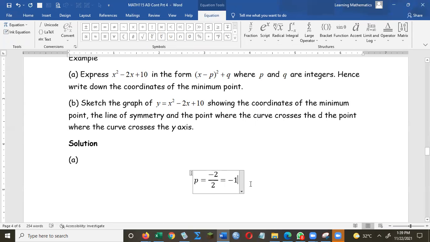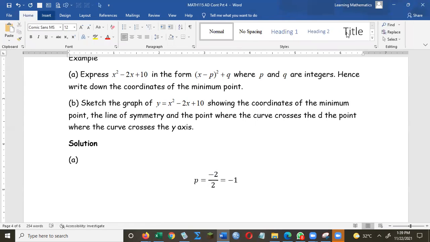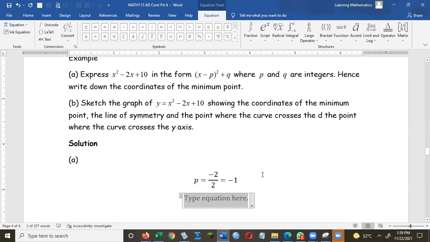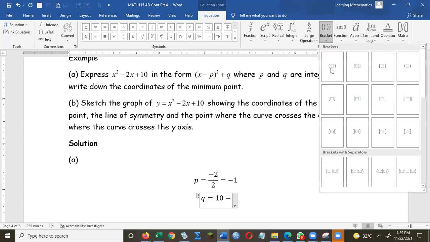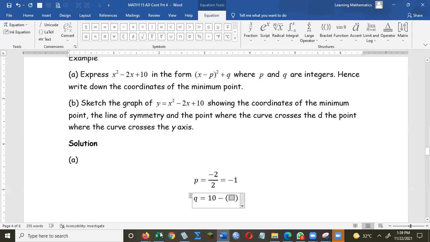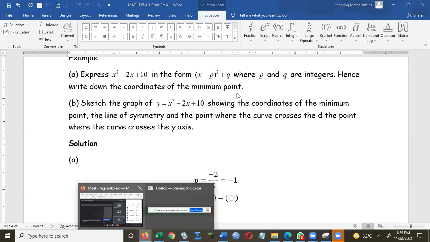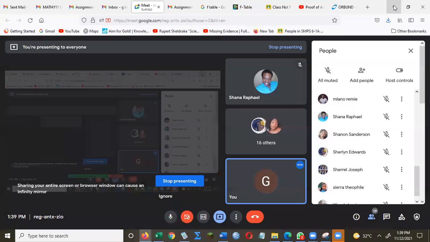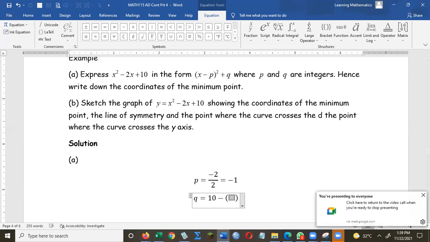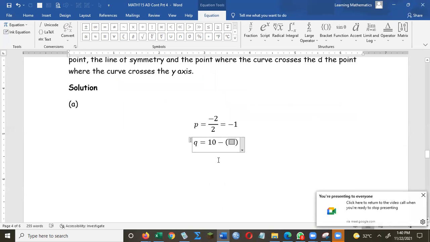Always b over 2. Q is equal to c minus p squared. C minus p squared is q. C is 10 minus, open bracket, close bracket. So q is equal to c minus p squared, 10 minus negative 1 squared.